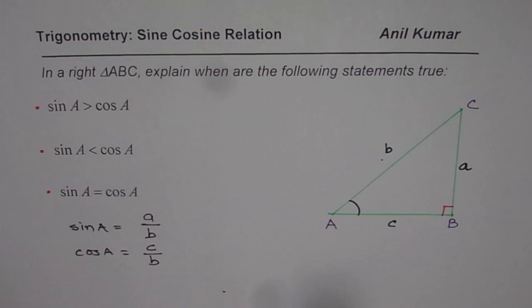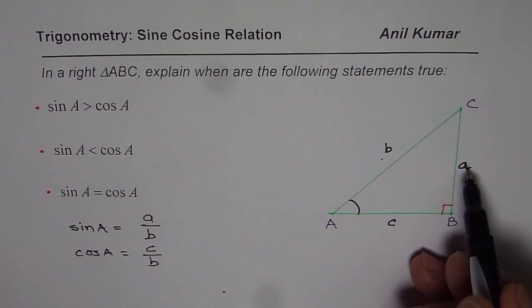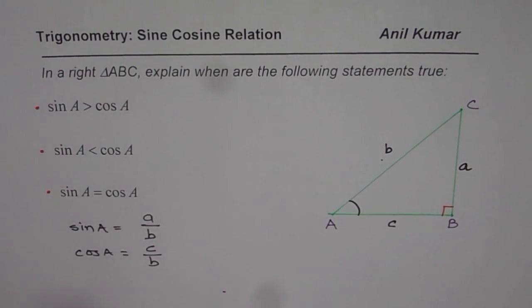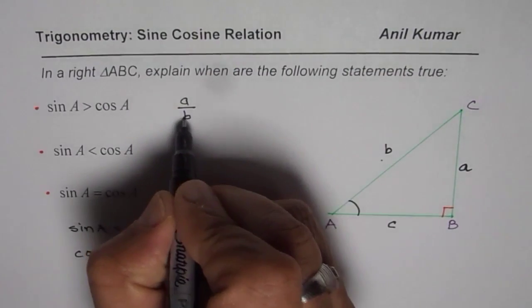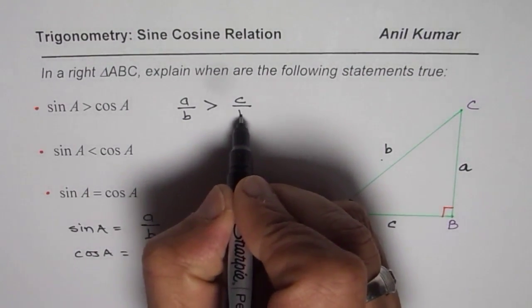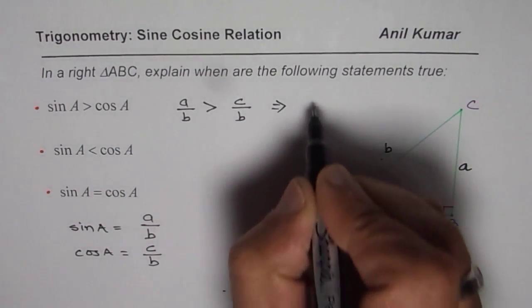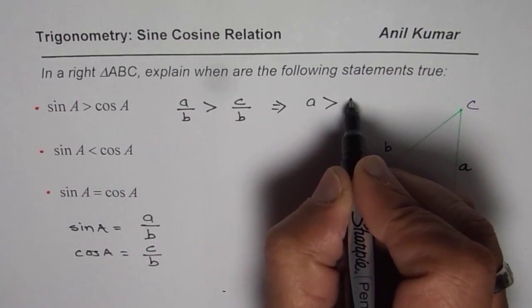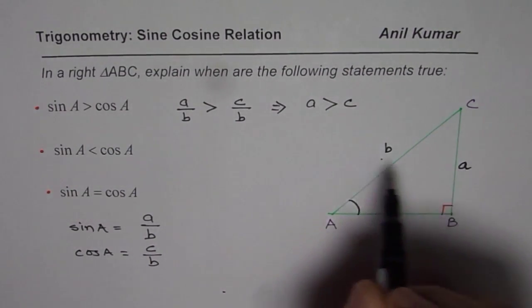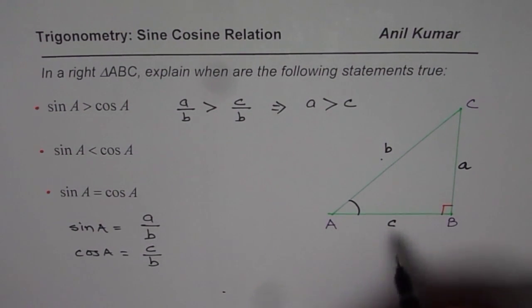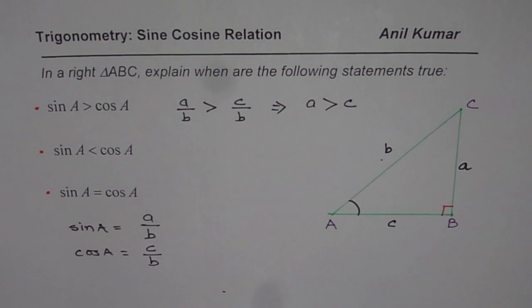So when we are talking about sine and cosine and we are trying to compare them, then we can actually compare the sides themselves and find the relation. So if I say that sine A is greater than cosine A, it really means that a over b is greater than c over b, correct? That implies that a is greater than c, right? So what I am saying here is the opposite side is greater than the adjacent side. Okay, so that is how you can answer this question.